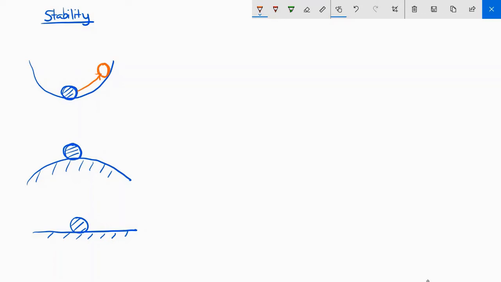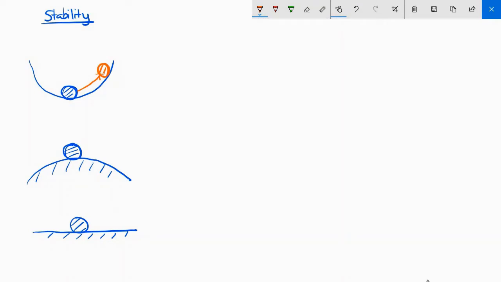It will come to the bottom and it may overshoot, and it may again come to the bottom of the bowl and then overshoot, and this process may continue, right? So the tendency of this ball, when it is displaced from the bottom of the bowl, is to come back to its original state.